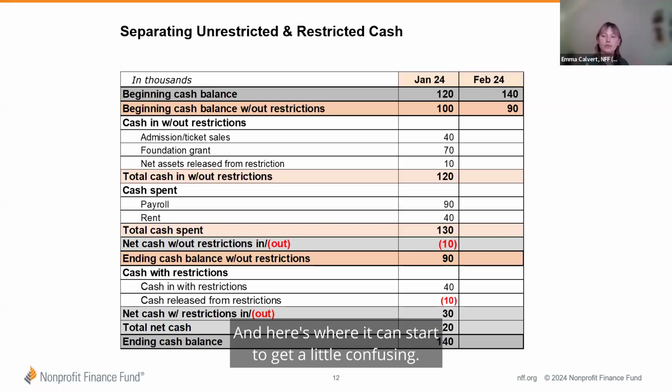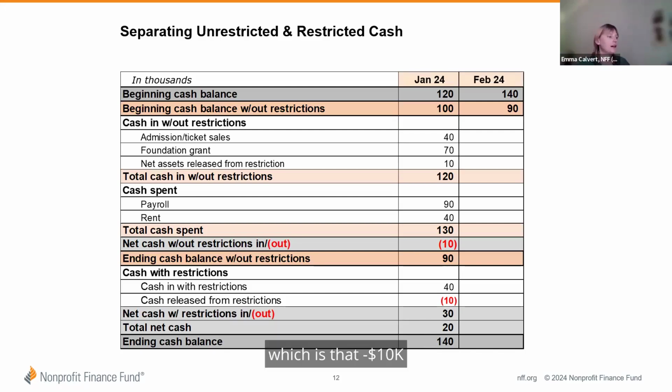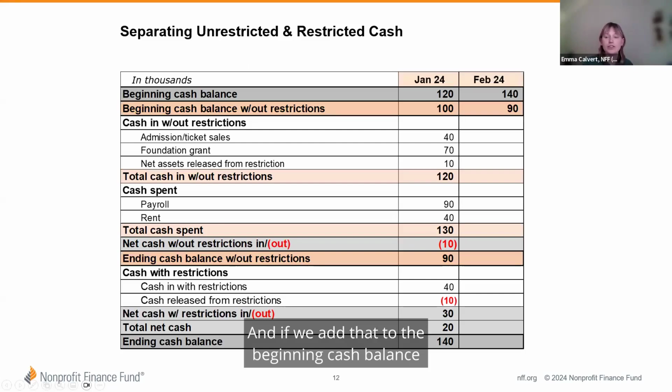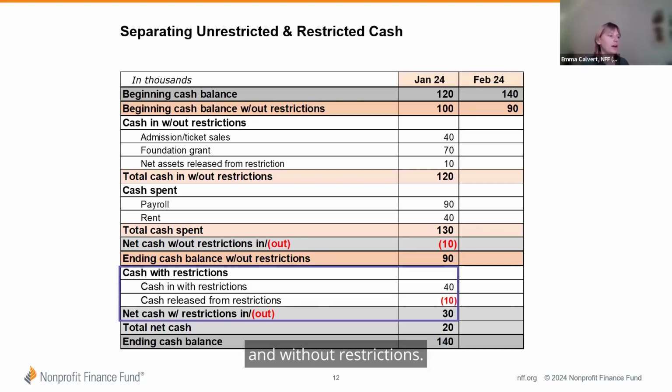And here's where it can start to get a little confusing. I'm now going to walk through how we get the total ending cash balance, so total with restrictions and without restrictions. The hint here is just to look at your net cash lines. So if you add net cash without restrictions, which is that -$10K, plus your net cash with restrictions, which is that +$30K, you get a total net cash positive of $20,000. And if we add that to the beginning cash balance from the top, which was $120,000 in the month of January, we have an ending total cash balance of $140,000, which once again is a combination of that cash with and without restrictions.